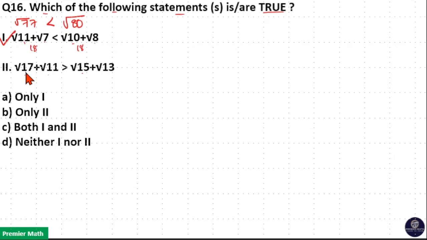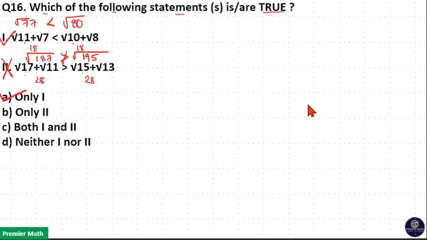Same way 17 plus 11 is 28 and 15 plus 13 is 28. So these are equal again, which means just take the product. Root 17 into 11. Here 7 plus 1, 8. Write the last digit, that is root 187, which is greater than root 15 into 13. Here 15 into 10 is 150, 15 into 3 is 45. So 150 plus 45 is equal to 195. Here you can see root 187 is not greater than root 195. So this statement is wrong. So option A, only first statement is correct.